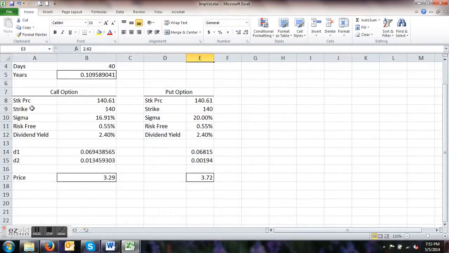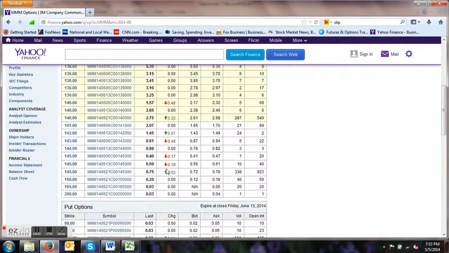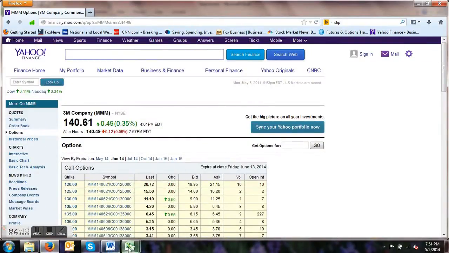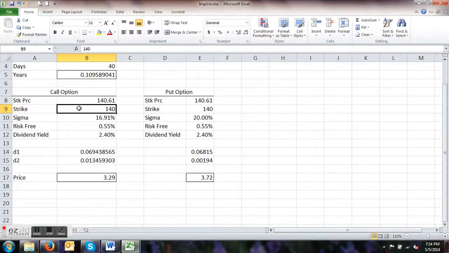All right, down here we're going to create two separate columns for the call option price and put option price, and you'll see why when we actually do the implied volatility. So we need a strike price. We need the current stock price, which again from Yahoo Finance was 140.61. We need the strike price, which is 140. I'm going to talk about sigma. This is the annual volatility for the option, and this is something that you have to guess at.